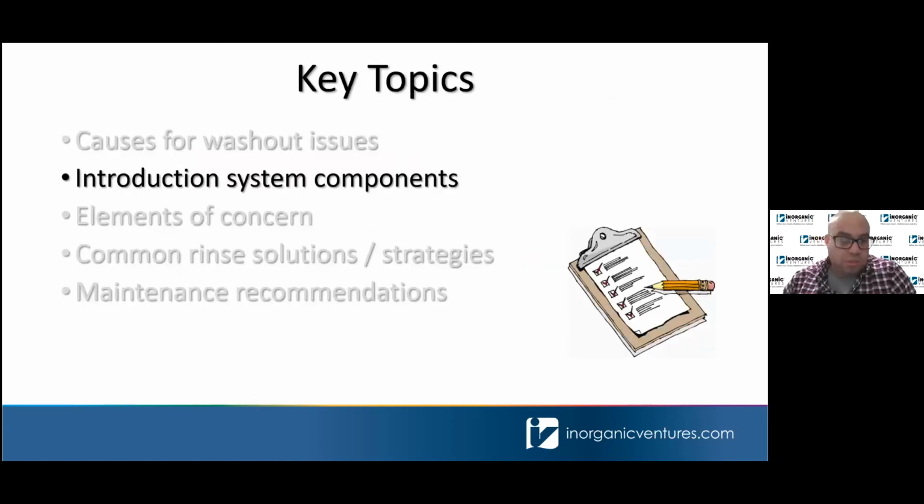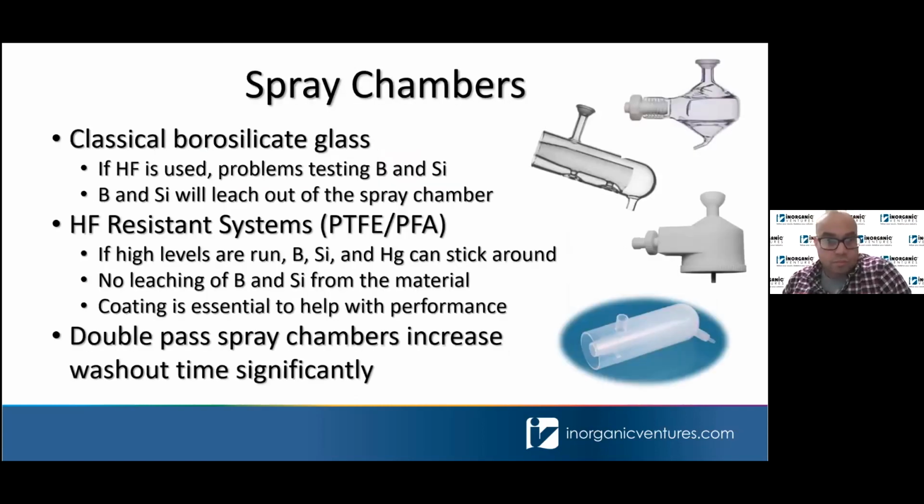So now we're going to touch a bit on introduction system components. The first one we're going to talk about is spray chambers. There are the classical borosilicate spray chambers, and the issues you'll see here are mainly with boron and silicon. If you have any HF in any solution going through a borosilicate glass, you're going to have issues with washout with those two elements because they're going to be leaching out of your spray chamber as a solution is passing through.